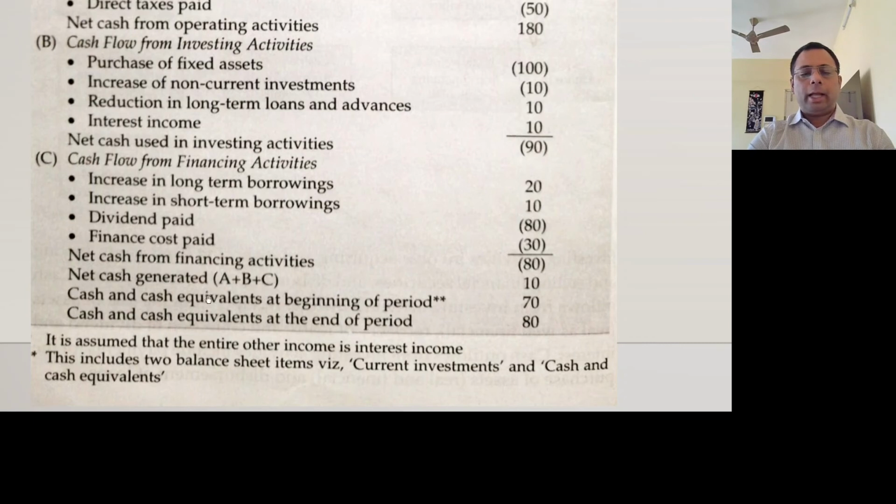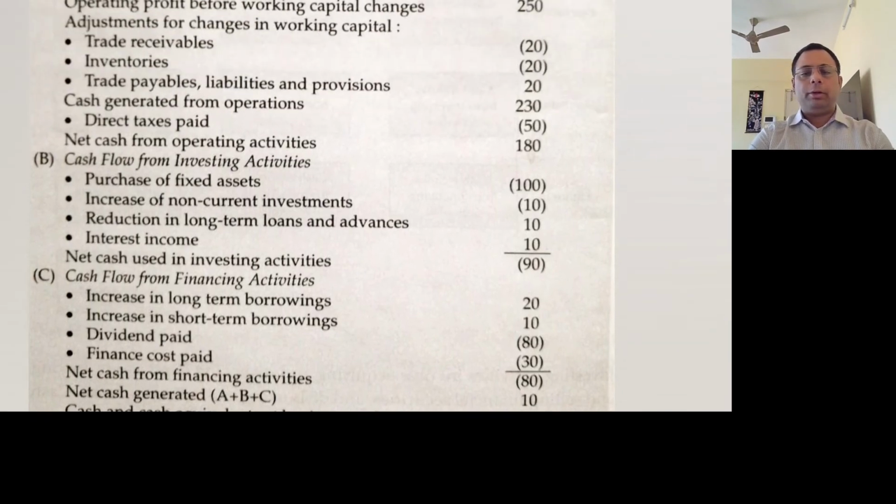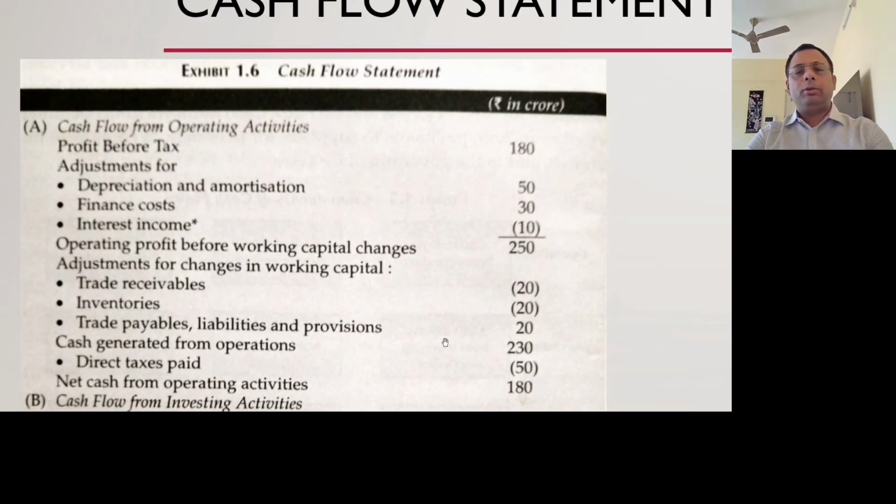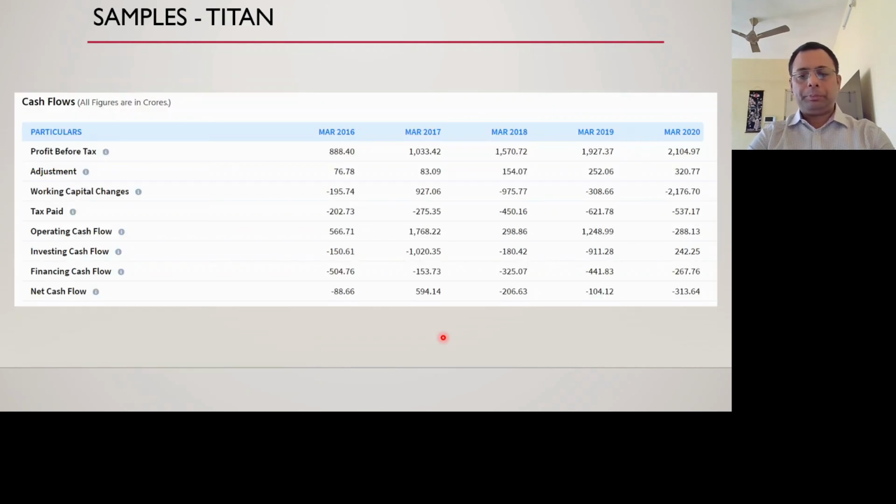And then cash at the beginning of the period was about 70 crores, which is also coming from one of the statements. When we add these two, at the end of this financial year the total cash that the company has is about 80 crores. That is how it's a cash positive company as of today. So this is what the cash flow statement is talking about.